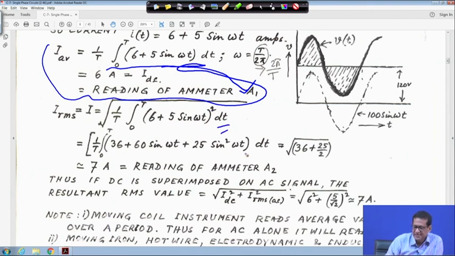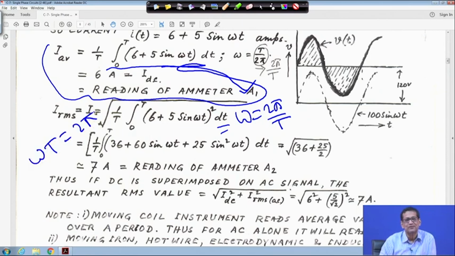Now you just expand it and integrate it. After integrating, you have to use omega is equal to 2 pi by T. Somewhere in the integration you substitute omega T is equal to 2 pi. After the substitution, you will find the integration of sin omega t from 0 to T, this term will become 0. This other term sin square omega t, you write as 1 minus cos 2 omega t by 2, and then you integrate.